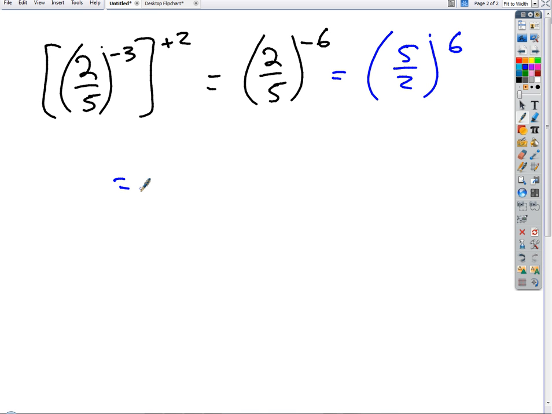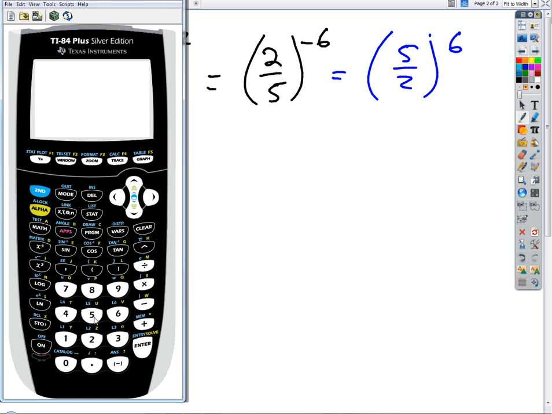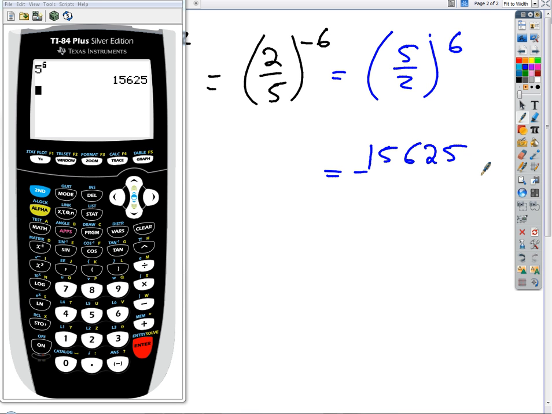That's a really big number. I don't know what that is. Well, actually, here, I'll calculate. Never mind. I'm gonna cheat. $15,625. Okay, so we get 15,625. 2 to the 6 is what? I think 64. Okay, so there's our answer.